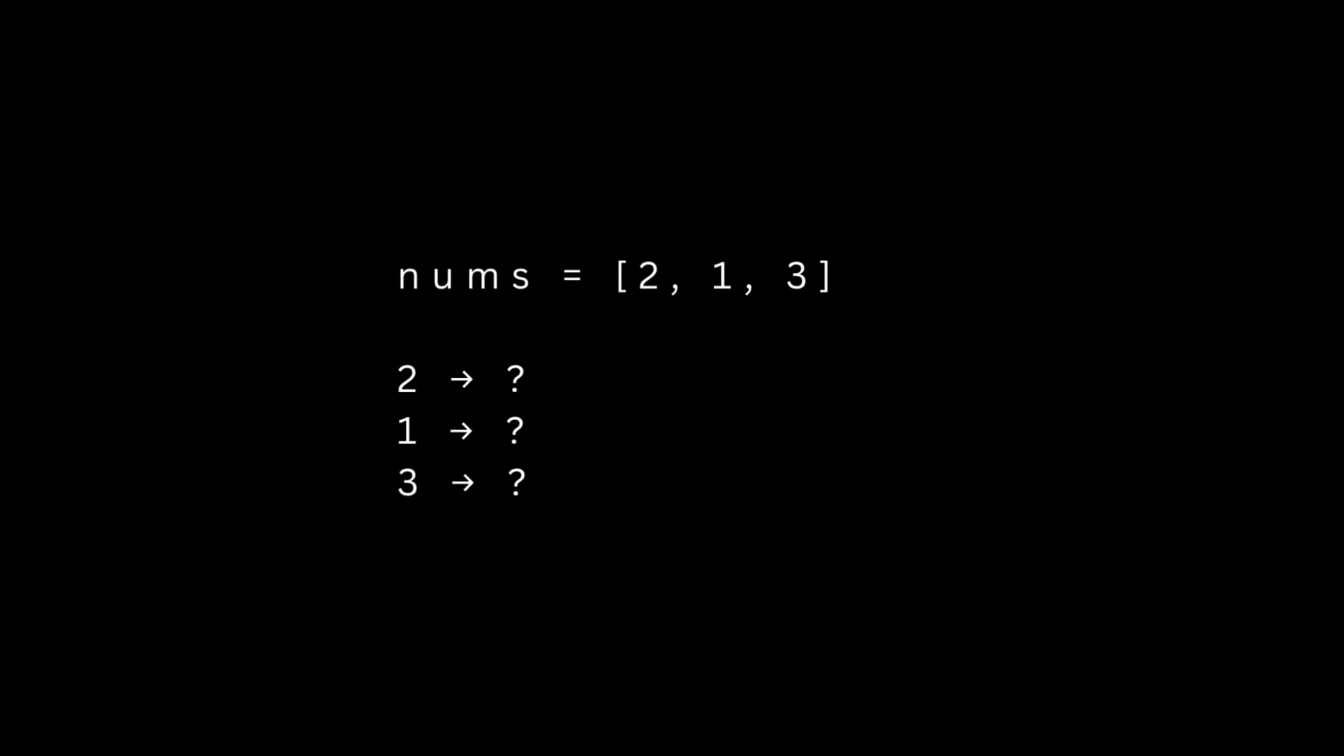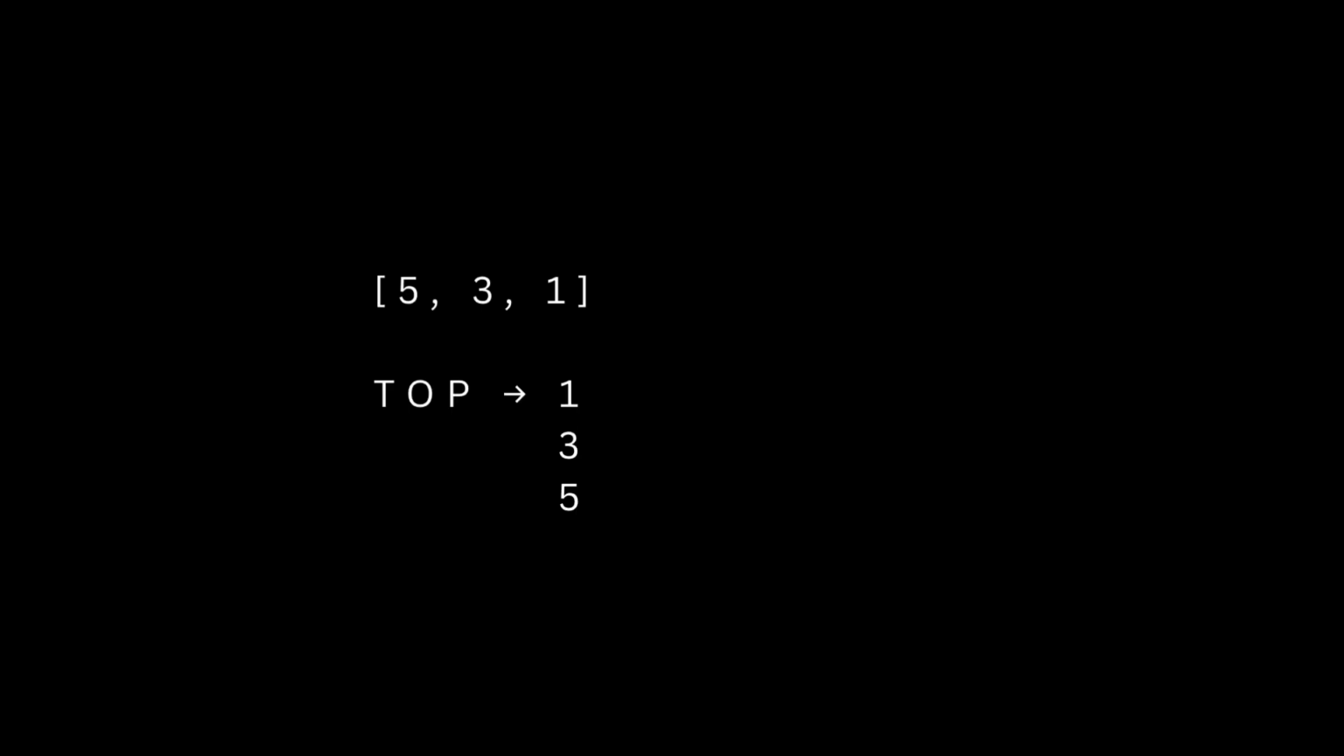Think of the stack as elements that are still waiting for their next greater element. We keep them in decreasing order. If a new number is bigger than the element at the top, we finally know the answer for that element. We pop it from the stack.